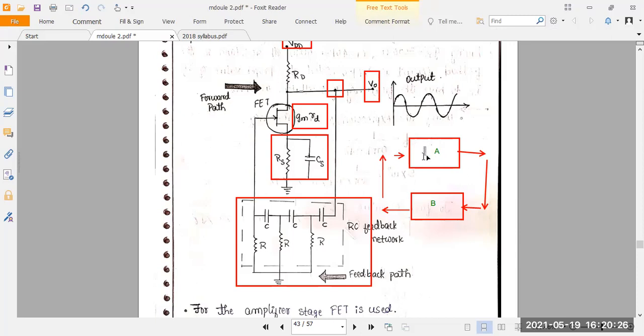In this amplifier we almost get a 180-degree phase shift. This is an inverting amplifier, so we get a 180-degree phase shift. Again, the feedback network gives a 180-degree phase shift. 180 plus 180 is 360, and 360 means we get a full cycle at the output. Understood? That's why it is called a phase shift oscillator. Understood?